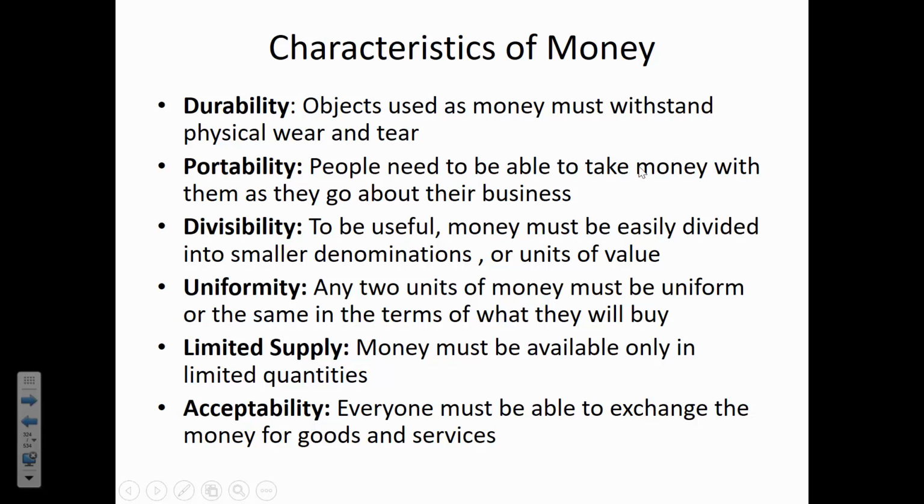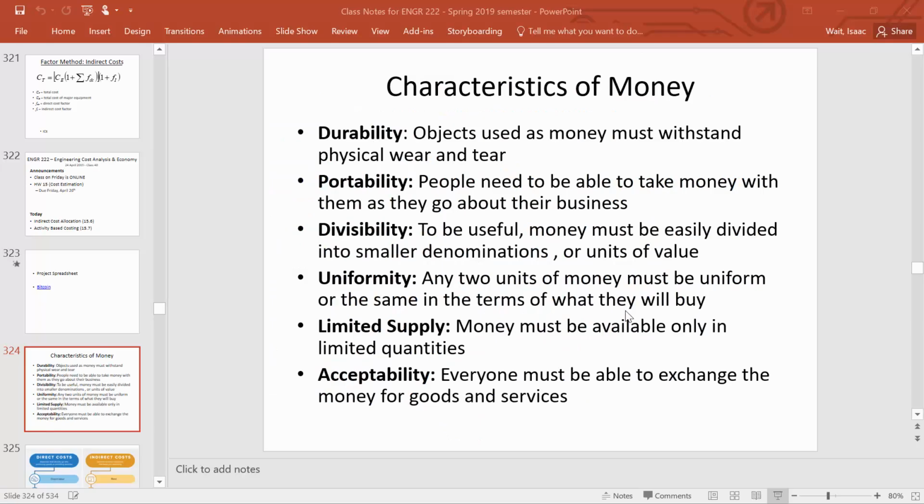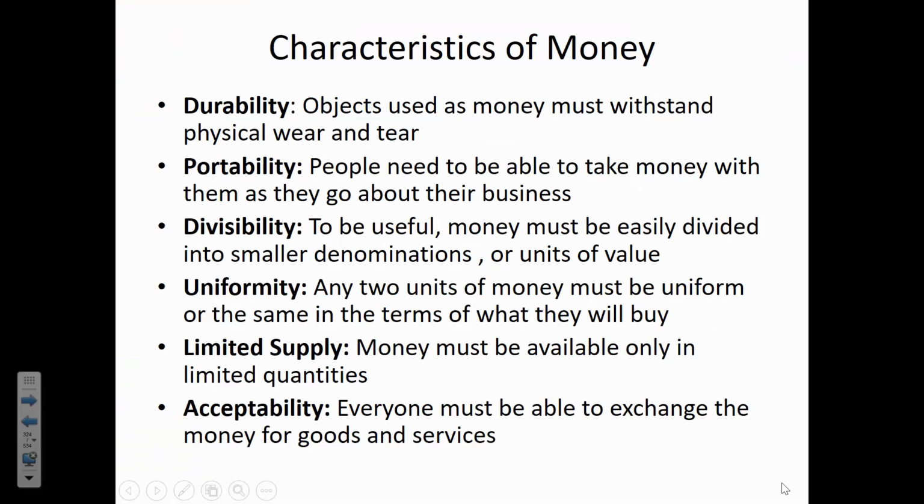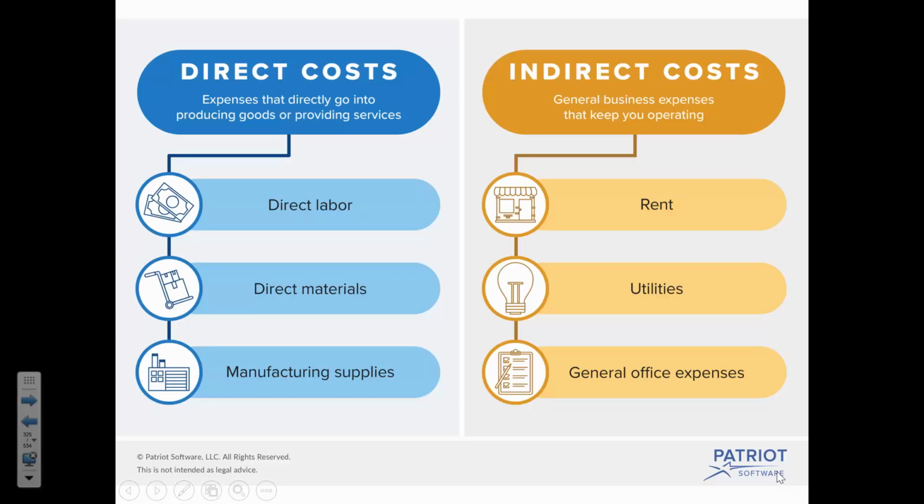So we'll come back to this topic and talk more about Bitcoin when we've got a few spare minutes in future lectures. But what we're going to, as far as the book material is concerned, talk about now is the difference between indirect costs and direct costs.